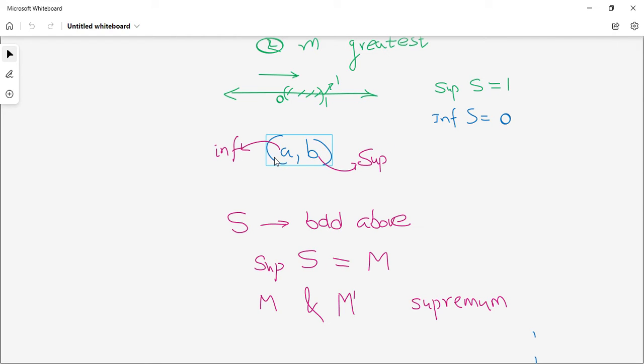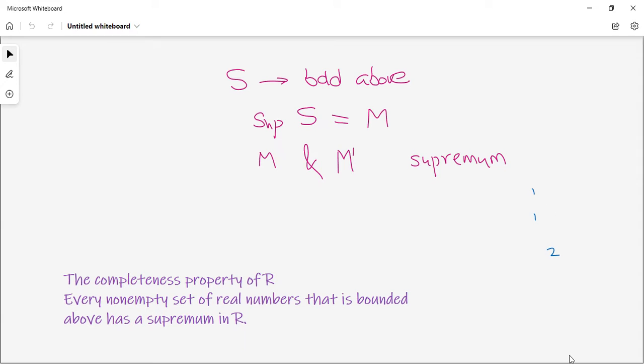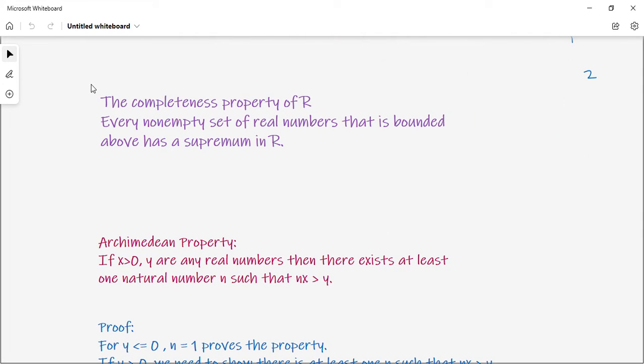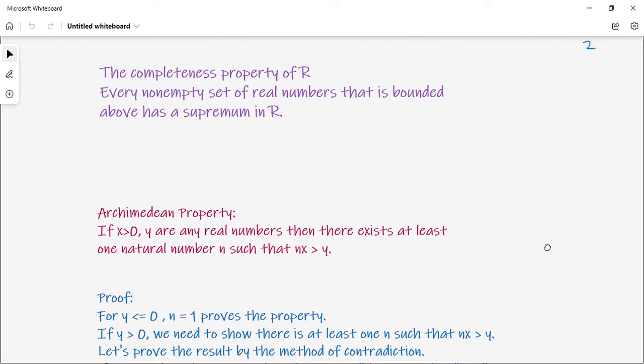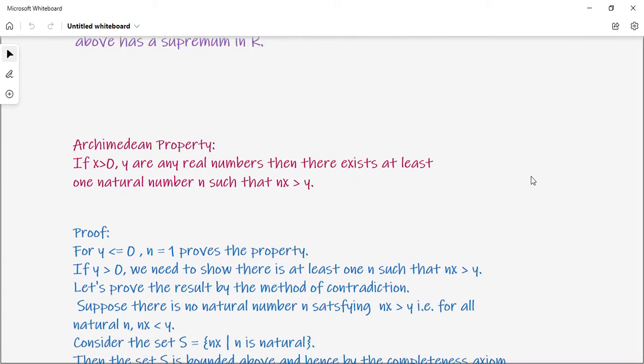But a is not a member of this set. In the same way, b is also not a member of this set. But a and b are real numbers. This is what we mean to say. This is the meaning of the completeness axiom. So this is the completeness property. Now let us move to the Archimedean property.